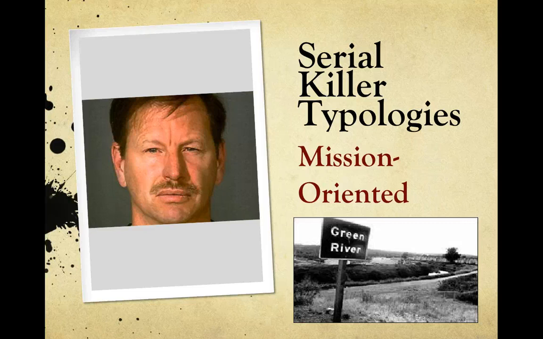He strangled them, usually with his arm, but sometimes using ligatures. After strangling the women, he would dump their bodies throughout forested and overgrown areas in King County, often returning to the dead bodies to have sexual intercourse with them.